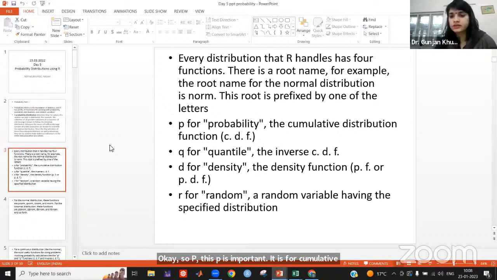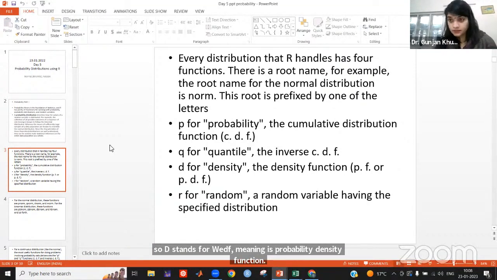And q is the inverse of p. So the inverse of the cumulative distribution function, that is quantile. For that we use the letter q. And for calculating the density we use d. So if we write dnorm, it means the probability density function of the normal distribution. So d stands for PDF, meaning probability density function. For discrete it would be the probability mass function, as you study.